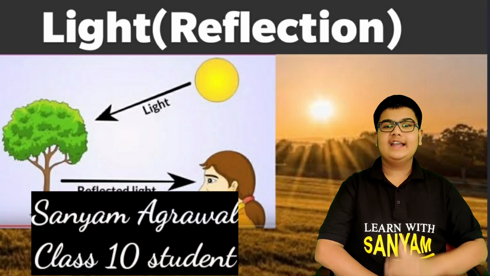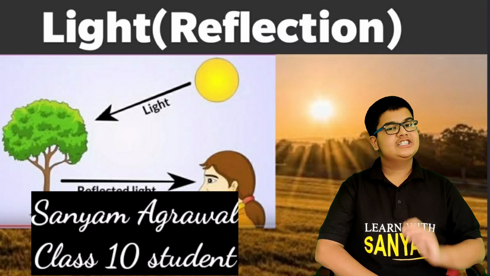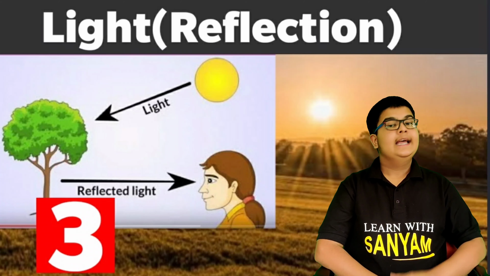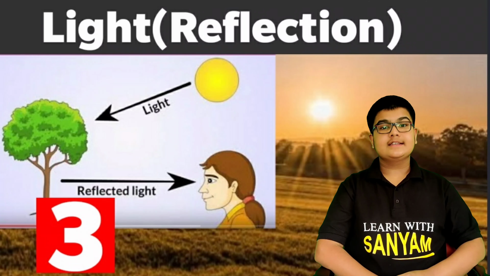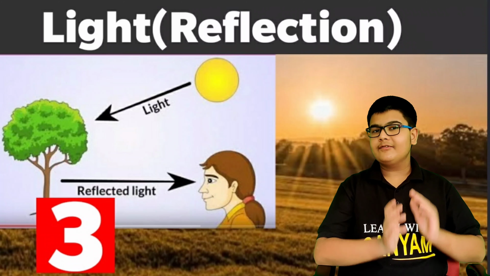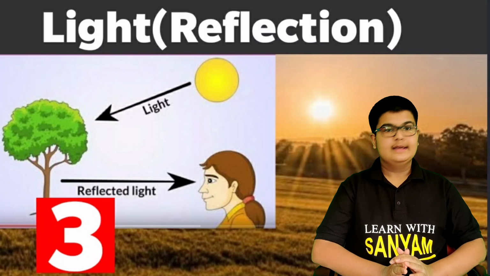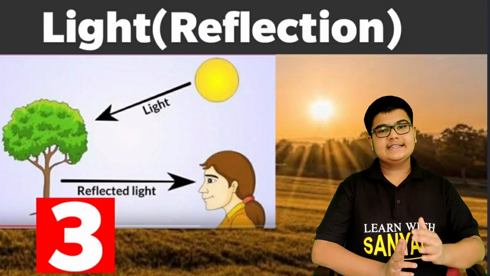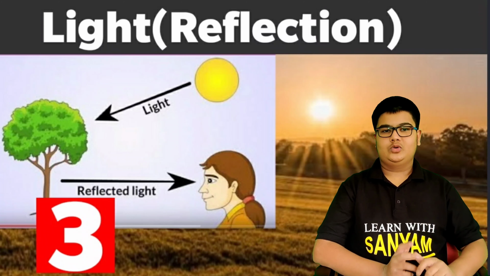Welcome back to the third lecture on Class 10 Science, Chapter 10, Light. In this lecture, we shall discuss two important formulas of reflection of light, that are mirror formula and magnification. But before learning them, let's understand the sign convention followed.